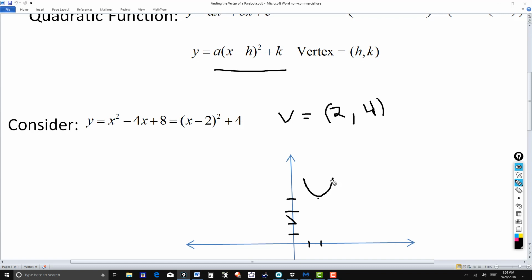Now that's just a rough sketch, so if you want to be a little bit more accurate and find out how wide this thing is, you could plot some other points to the right of 2 or to the left of 2 and so on, and plot a few more points. But this just gives you a rough sketch of the graph.